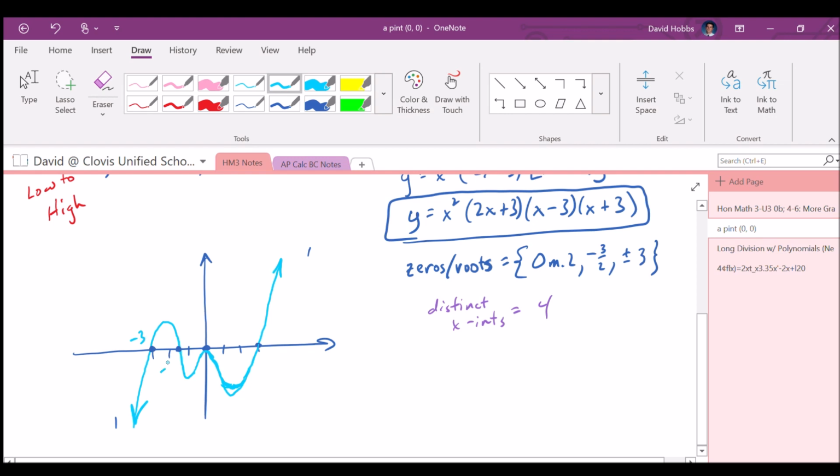Okay, so this was -3 out here. This one was -3/2. This was 0, which is an x-intercept and a y-intercept. And this one is 3. And so that's a full credit graph right there. Okay.